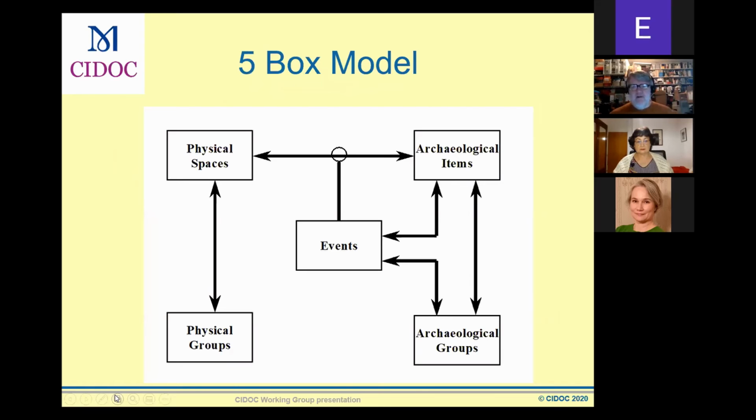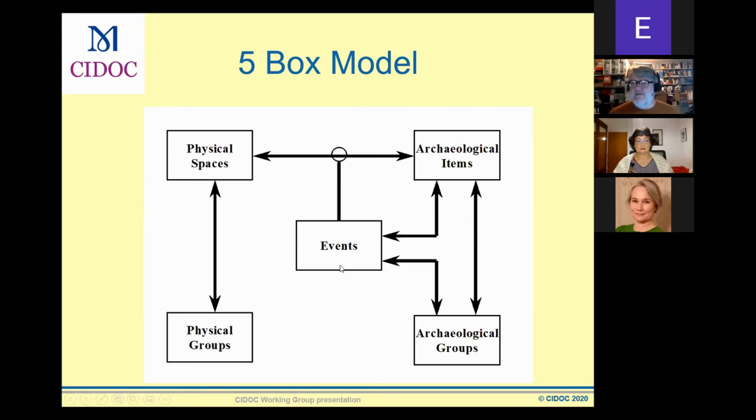Now, as part of that, we also refined the data model to what's cunningly called the 5-box model. So we removed the relationship between physical groups and archaeological groups, because you can always imply that by going through the archaeological items to the physical spaces and thus to the physical groups. So the join between physical groups and archaeological groups was unnecessary.